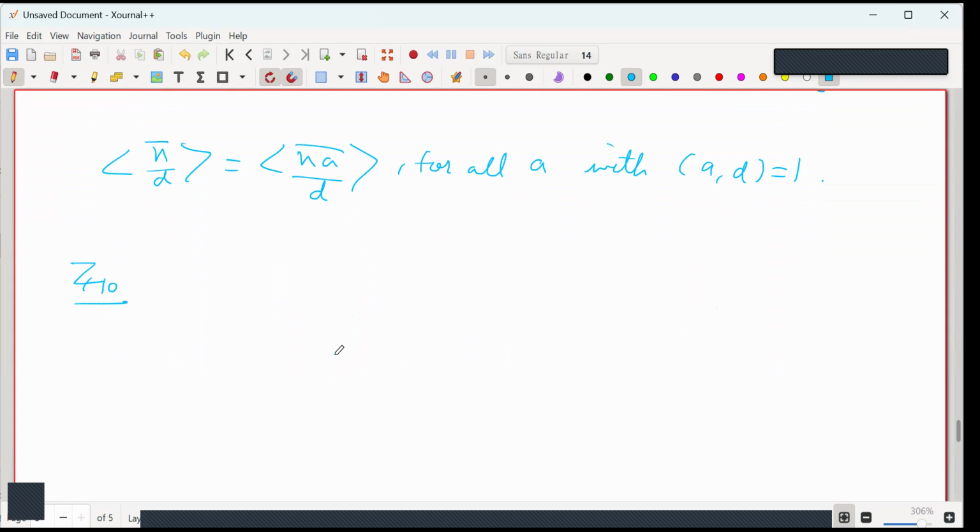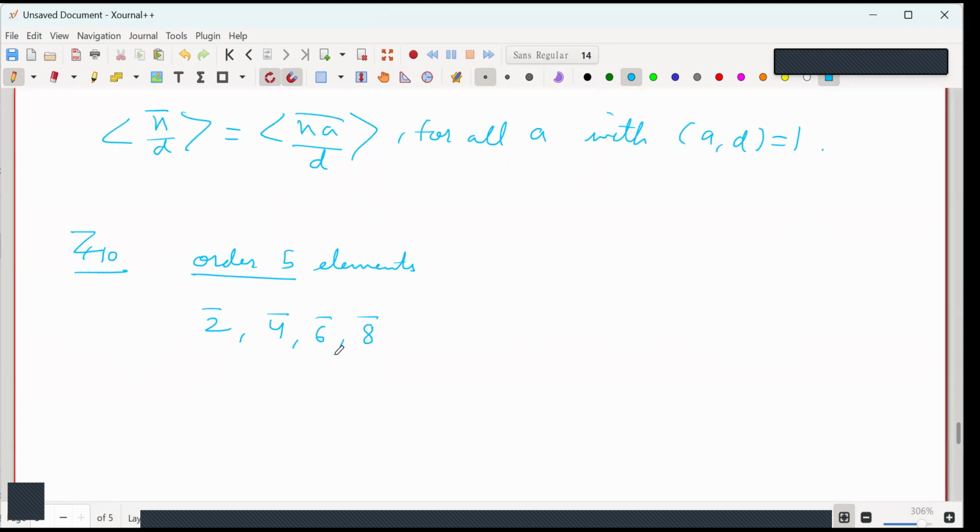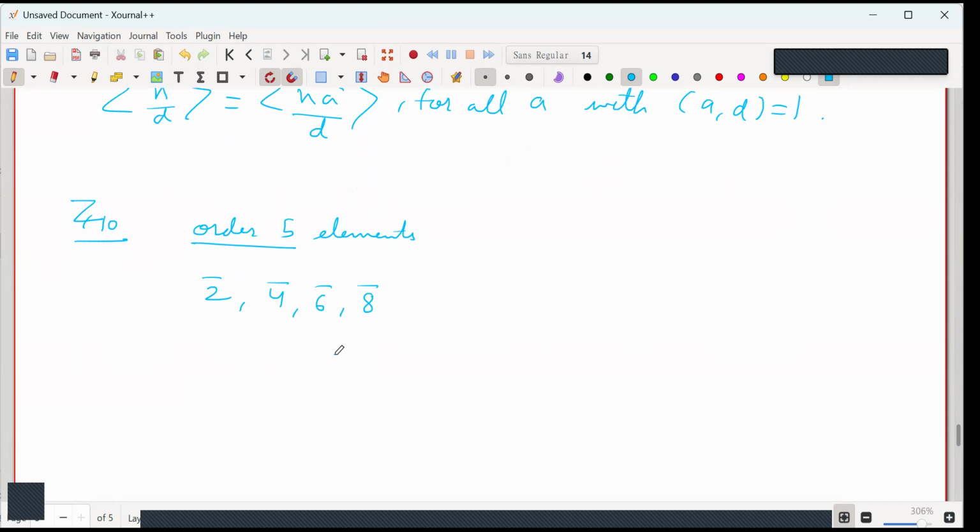Okay, you just work with Zn. So Z10. Here you consider the elements of order 5. Order 5 elements are 2 bar, and you multiply 2 bar with anything which is co-prime to 5. So 2 times 2 is 4 bar, 6 bar, 8 bar. These are the 4 elements of order 5. Now you take any of these elements, you will be getting the group generated by 2 bar inside Z10. 4 plus 4 is 8. So this will come. And then again, if you add, maybe I'm making some mistake.